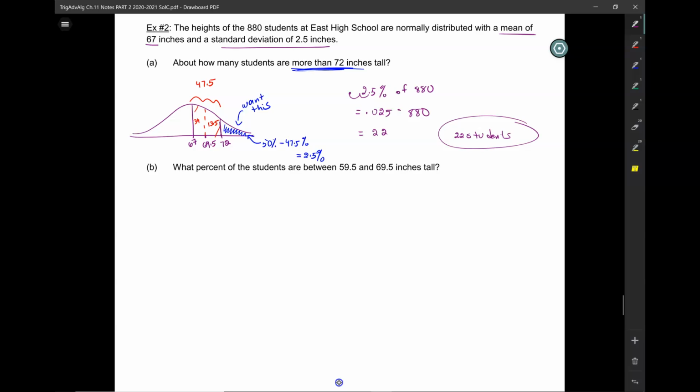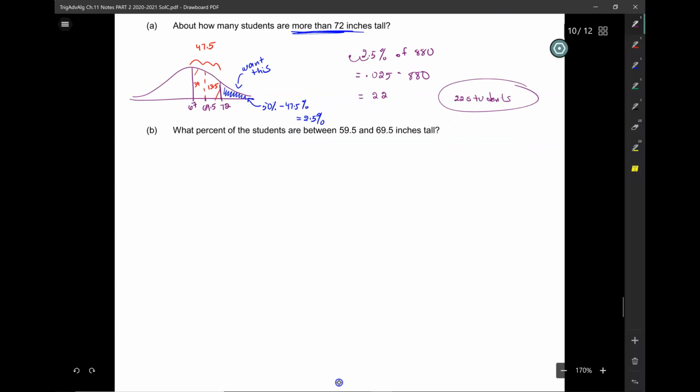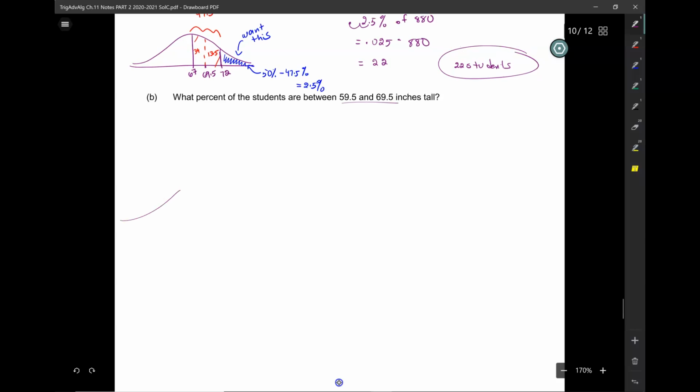Okay. Now it says, what percent of students are between 59.5 and 69.5? All right, so let's draw another curve. I'm going to make a bigger one since I have room. This is the mean at 67. I want to go from 59.5 to 69.5. So let's do one standard deviation on either side. 69.5 here. And on the bottom, 67 minus 2 is 65, minus another half, 64.5.